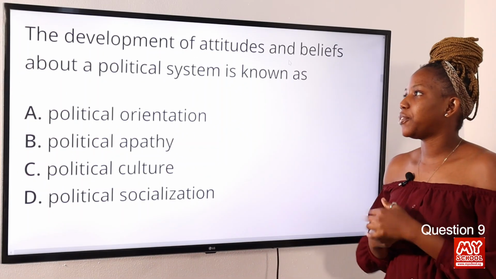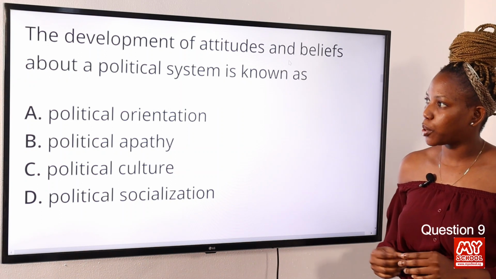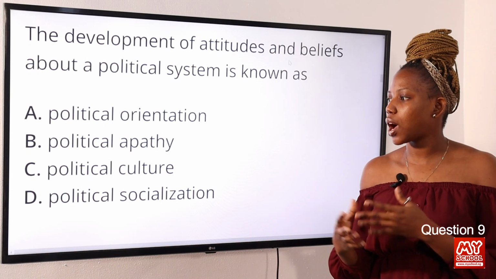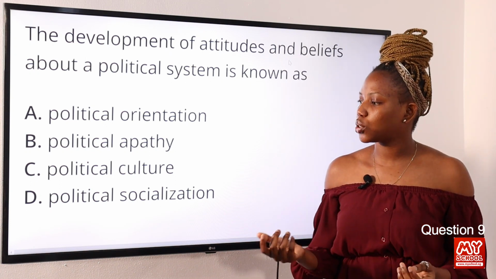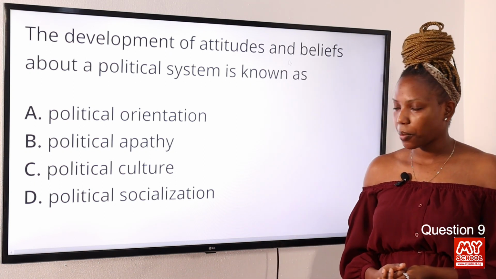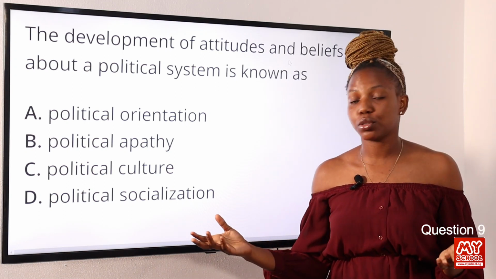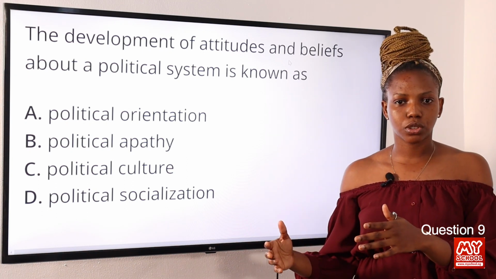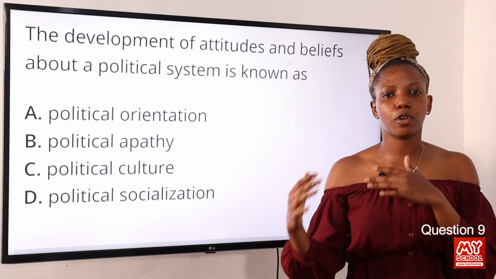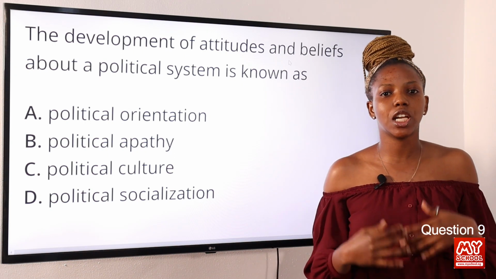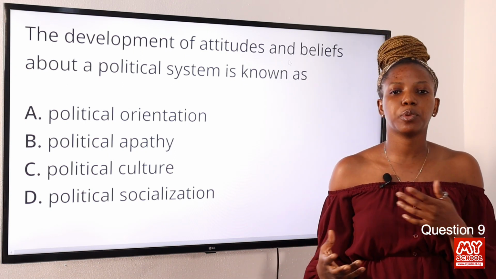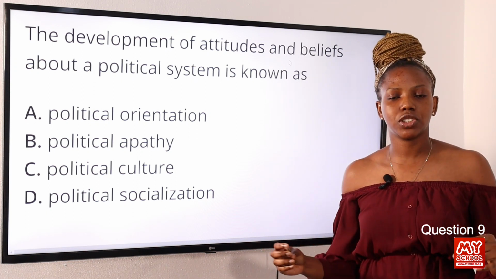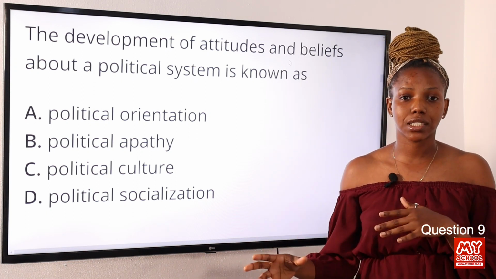Question 9. The development of attitudes and beliefs about a political system is known as option A, political orientation. Option B, political apathy. Option C, political culture. Option D, political socialization. Now, the answer to this question is political socialization. Why is this so? The question tells us about a development of attitude. Political socialization is a lifelong process, a process in which a person learns about politics or acquires political values, beliefs, or attitudes.